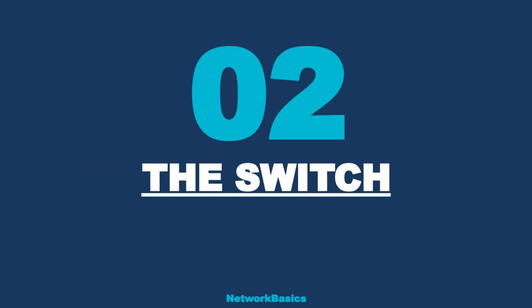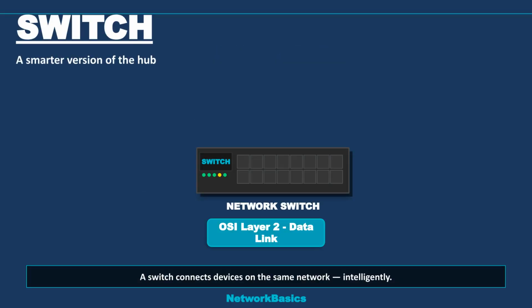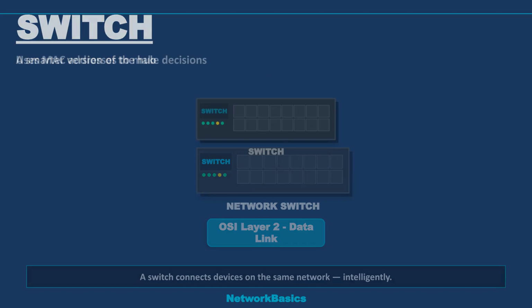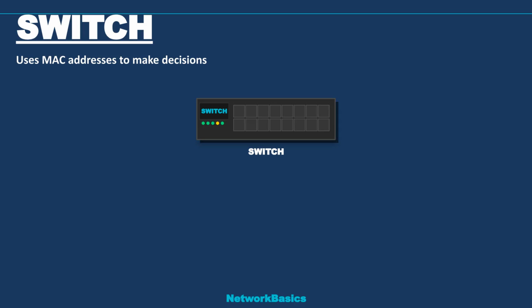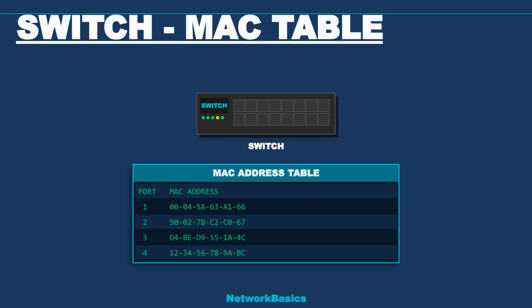So to solve this problem, this is where the switch comes in. A switch is essentially a smarter version of a hub. It also connects multiple devices on the same network. But unlike a hub, a switch keeps a table of every MAC address connected to each of its ports. This is called the MAC address table, and the switch builds it automatically as devices send traffic.